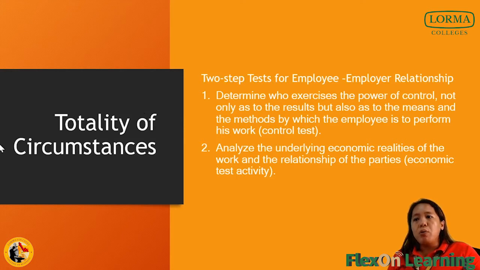Okay, so how are we going to determine the employer-employee relationship? We have a two-step test: the so-called control test and the economic test. For the control test, you determine who exercises the power of control as to the results, but also as to the means and methods by which the employee performs his work. So there is an employer who dictates how the work is going to be done, how the results look, and the means and methods for the outputs. That's what we call the control test. And if there is somebody doing that, then he or she is considered the employer.